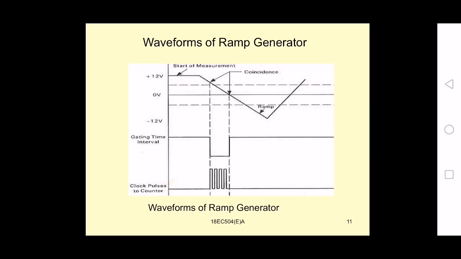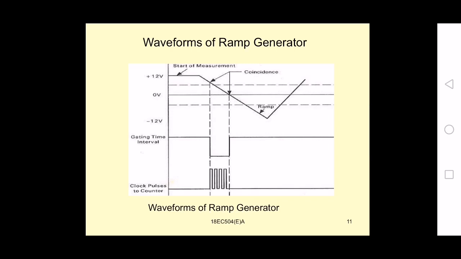We are taking one example. The ramp signal starting from plus 12 volts to minus 12 volts. We are taking the measurements like this. Here you see the dotted line. The dotted line is your input voltage, and plus 12 volts to minus 12 volts is your negative going ramp. The 0 voltage level is seen.